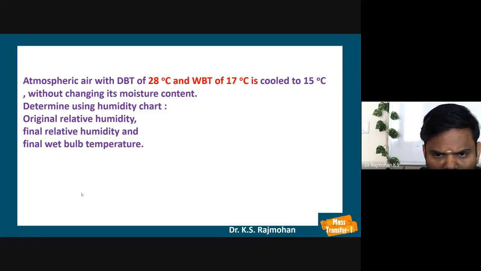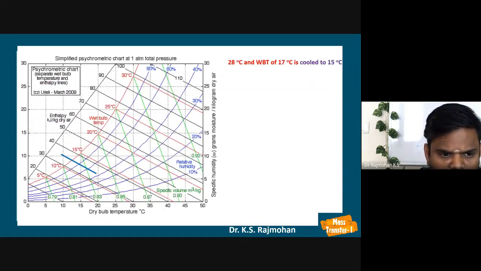So two data are known, 28 and 17. So initially it is at 28 degrees Celsius dry bulb and wet bulb temperature of 17 degrees Celsius, so we have the 28 degrees Celsius line, and then it is 15. So half of it will be 17.5, right? Between these two red lines, half of it will be somewhere here along this black line. Okay, so you can mark that point. Initial wet bulb temperature is somewhere here, and you can draw a line.